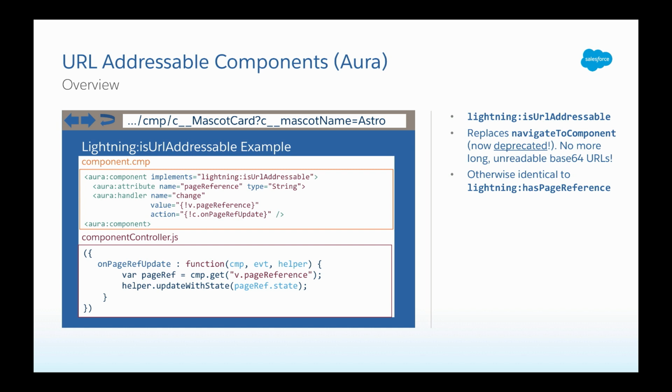For URL addressable components in Aura, what you'll do is implement lightning:isUrlAddressable, and then it actually inherits all the properties from hasPageReference. So you'll get the page reference. You'll want to have a change handler on that page reference, and you can use it just the same as you did before, but now you can actually navigate to it directly using this general URL pattern.